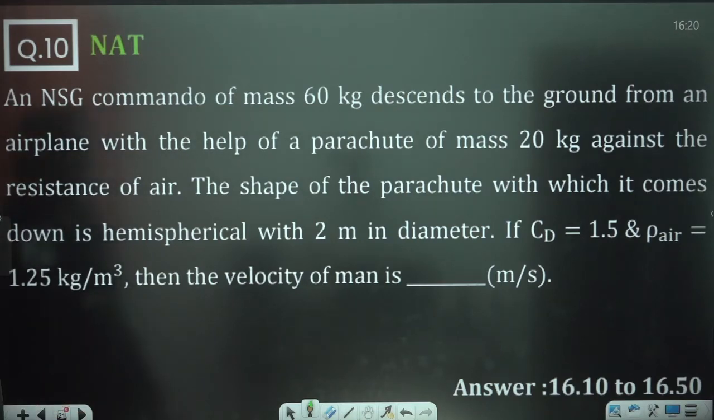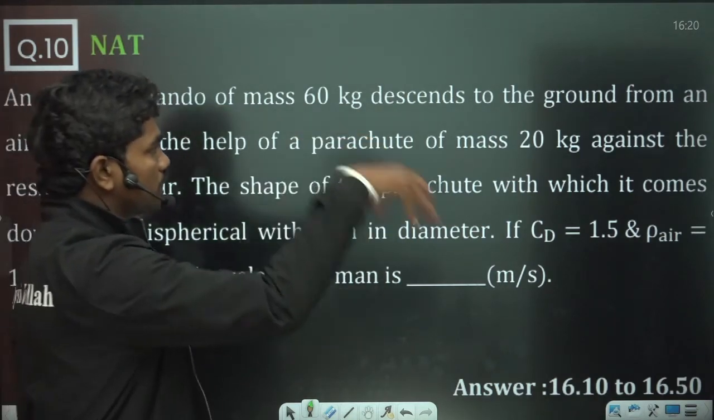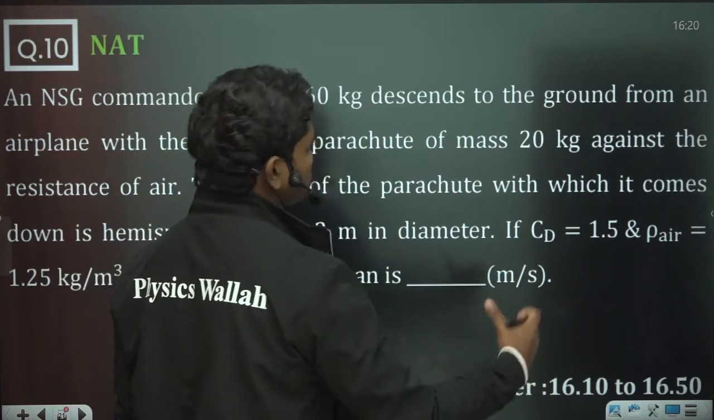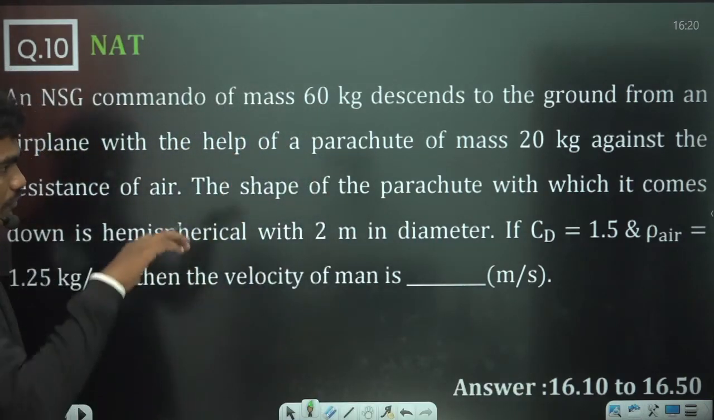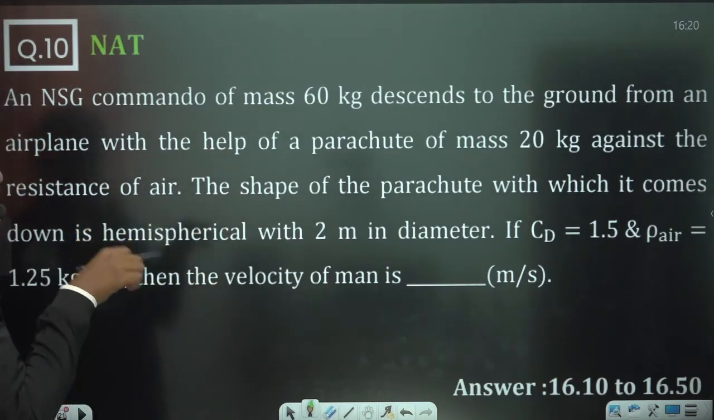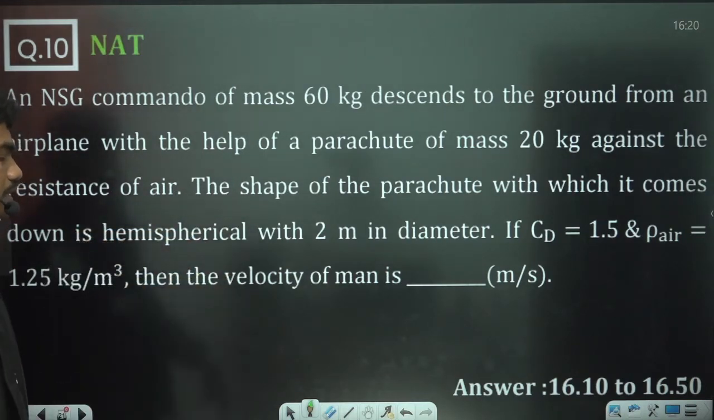An NSG commando of mass 60 kg descends to the ground from an airplane with the help of a parachute of mass 20 kg against the resistance of air. The shape of the parachute with which he comes down is hemispherical, 2 meters in diameter. If CD is 1.5 and the density of air is 1.25 kg per meter cube, then the velocity of the man is dash.